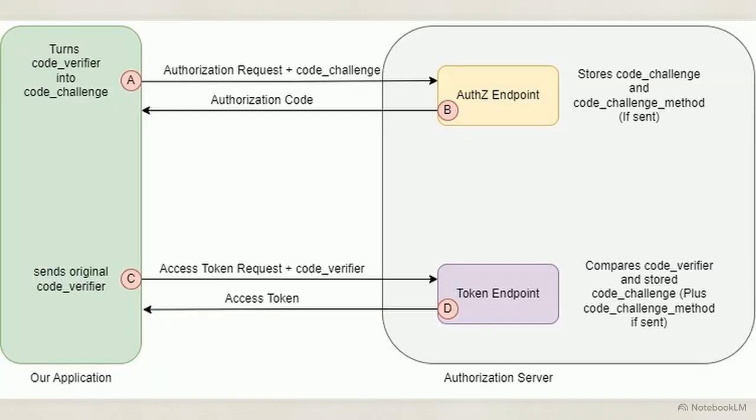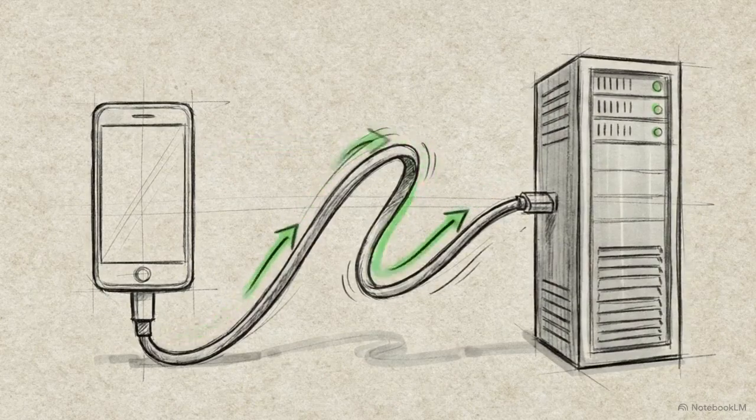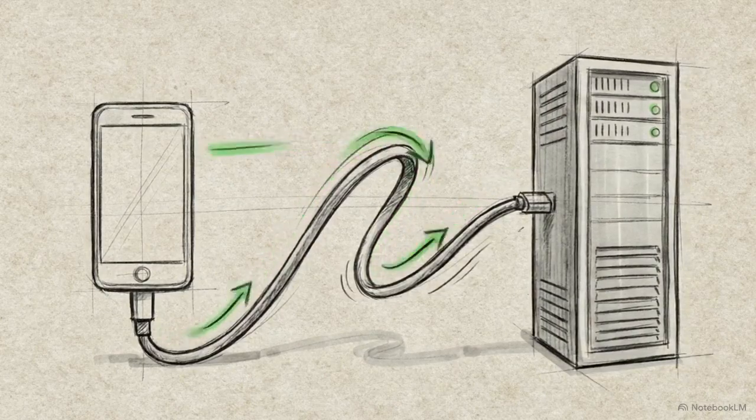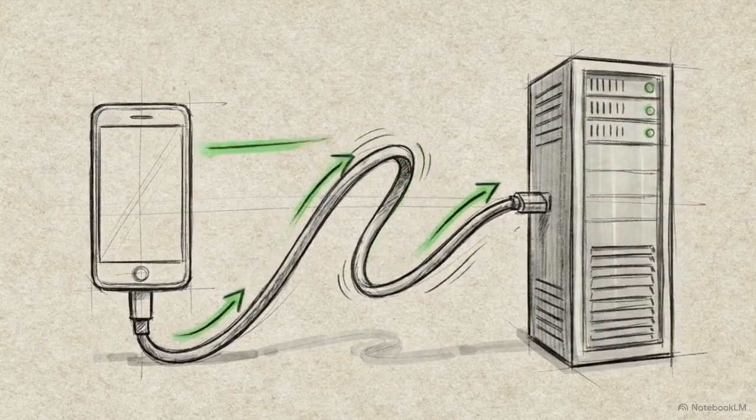In this sequence diagram, the client sends only the code challenge over the open network to the authorization endpoint to retrieve the initial code. Then, the client presents the original, unhashed code verifier directly to the token endpoint via a secure backchannel. This two-step sequence creates an irrevocable cryptographic tether. The application that initiated the login is mathematically proven to be the exact same application completing it.